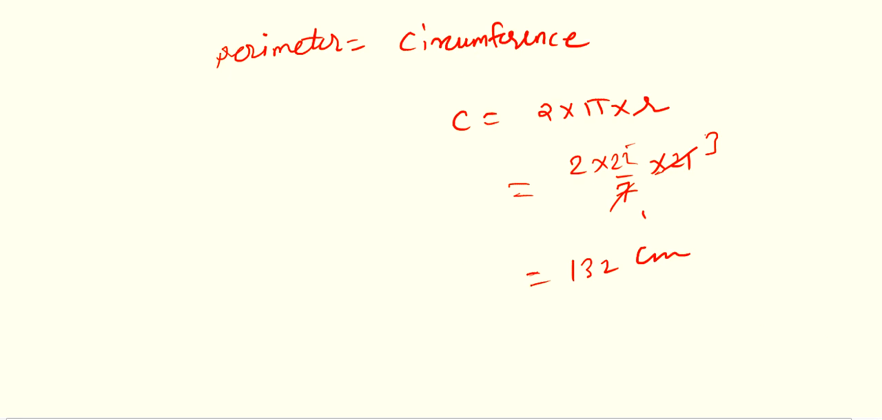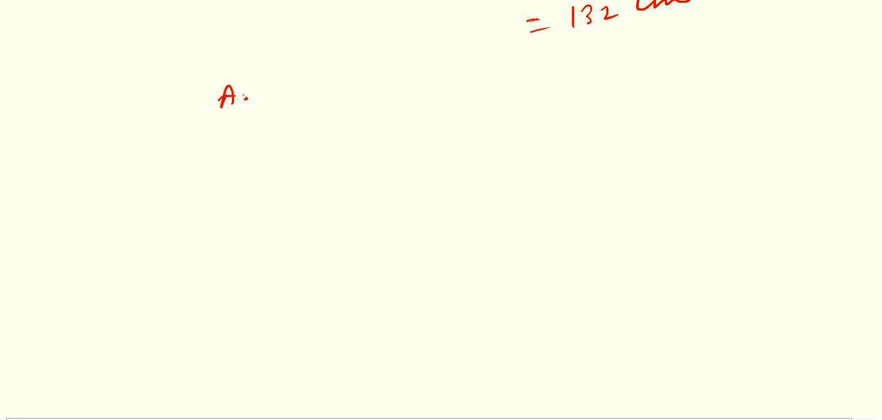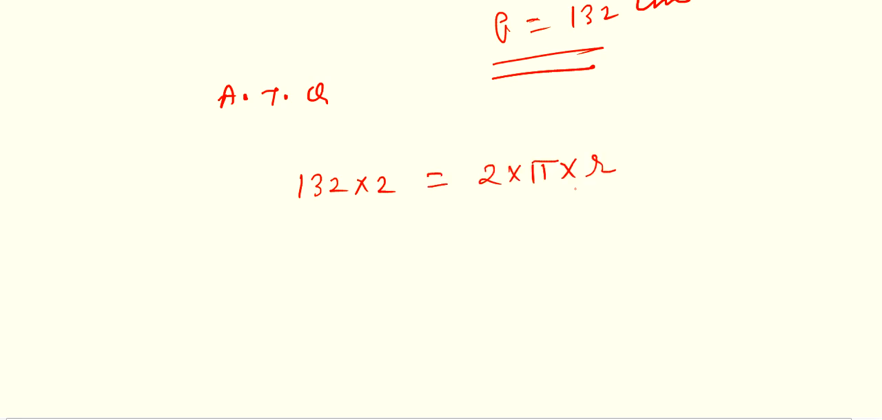Perimeter of circle is doubled. So according to the question, the perimeter of circle is 132, which is now doubled. Doubled means what? 264. So 132 into 2 equals 2 into pi into r, find the radius. Now 132 into 2 equals 2 into 22 by 7 into the radius that we have to find. So it will be r.